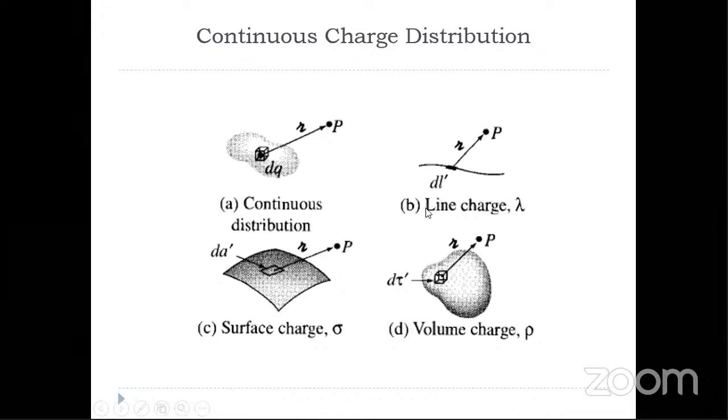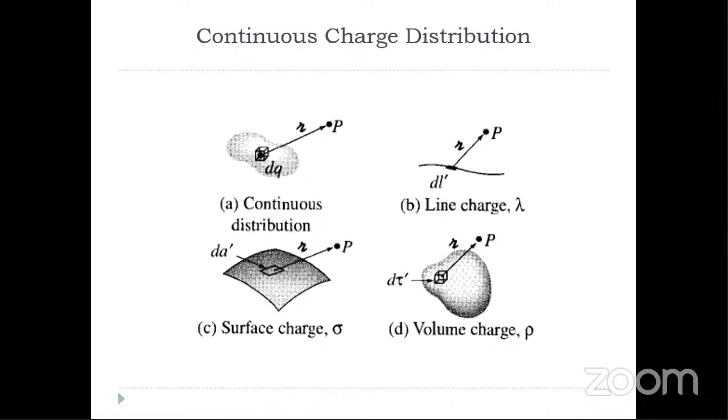This line charge is characterized by its factor lambda. It is called linear charge density, right? How do we define it? So what I will do is divide this line of charge into small segments. One such segment is highlighted here typically. This segment has length dl.